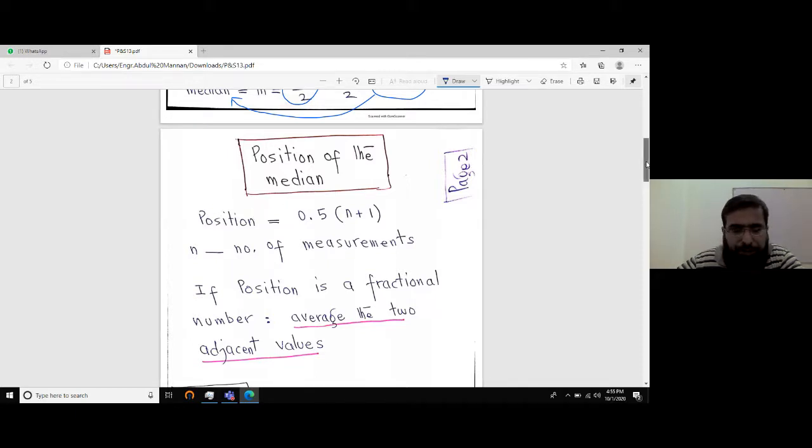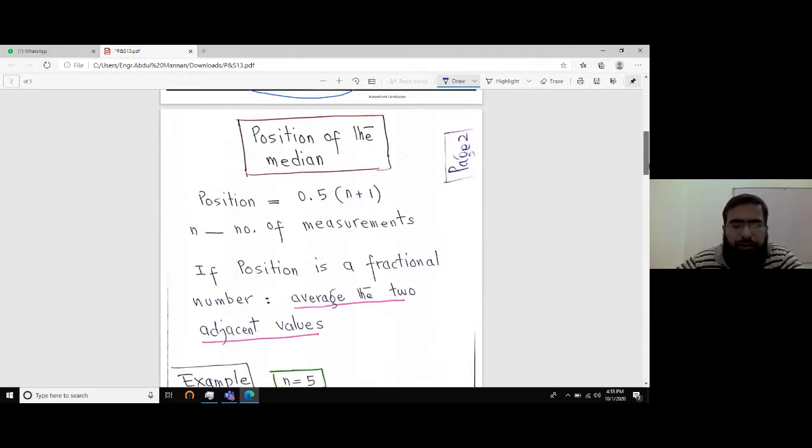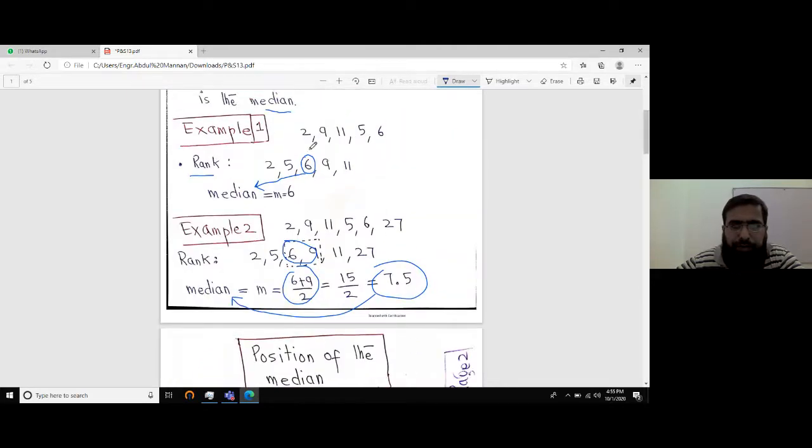For example, if n is equal to 5, position is 0.5 times (5 plus 1), it's 3. So median is the third ordered number. If we have n is equal to 5, that was in example number 1. We have n is equal to 5 here, and if we arrange them in increasing order, so the answer is 6.